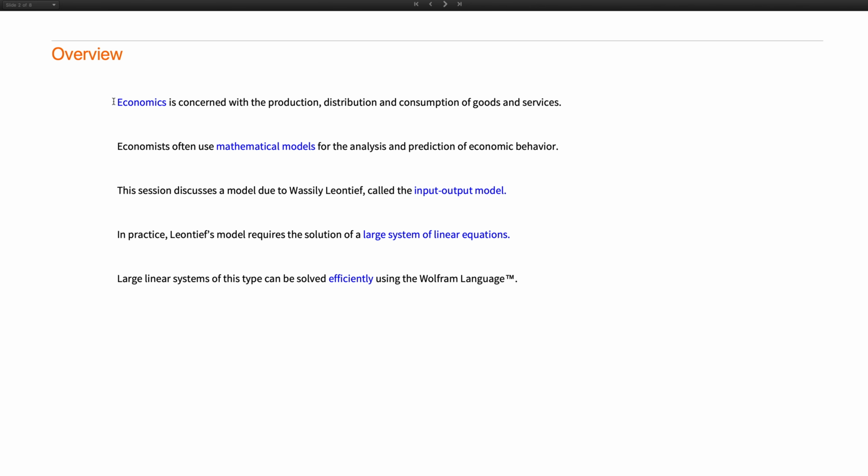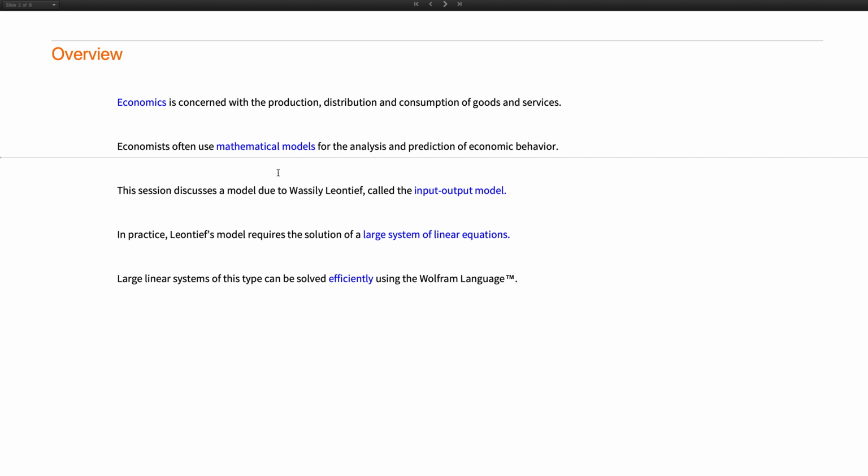Economics is concerned with the production, distribution, and consumption of goods and services. Now, economists, the people who actually study economics, will often use mathematical models for the analysis and prediction of economic behavior. So, for example, if you do decide to study economics as a career, then you should probably learn linear algebra and other branches of mathematics to be prepared for that subject.